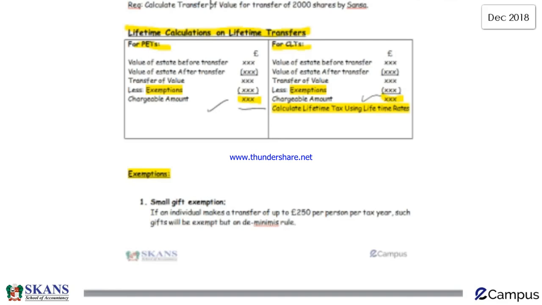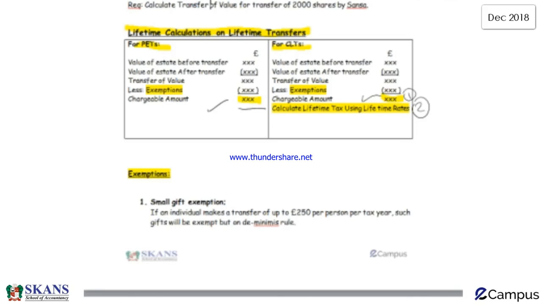But when we say lifetime calculations, what are we precisely required to do? For PETs, we are only required to calculate chargeable amounts, but for CLTs, we are required to calculate two things. One is the chargeable amount, and second is the lifetime tax on this lifetime CLT. So, how do we calculate the chargeable amount?